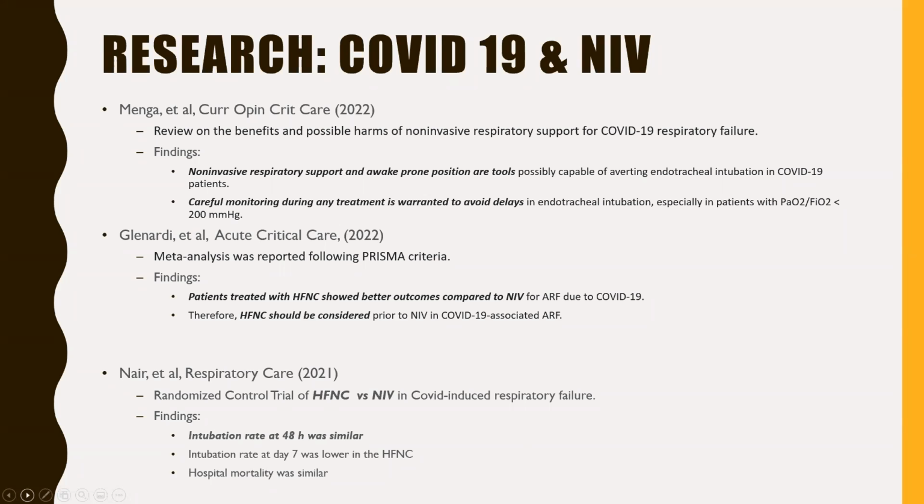NAIR in 2021, so when the preceding year is published, a randomized control trial of high flow versus non-invasive, and the 48-hour intubation rate was similar. Now, with these studies, when you're comparing high flow and non-invasive, the problem is which patients were truly sicker. Trying to level the playing field can be a very difficult thing to do. But in this particular study, the intubation rate at 48 hours was similar. The intubation rate at day 7 was lower for high flow, and hospital mortality was similar. So it's something to just keep your ear to the tracks on.